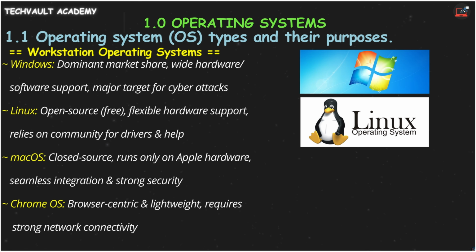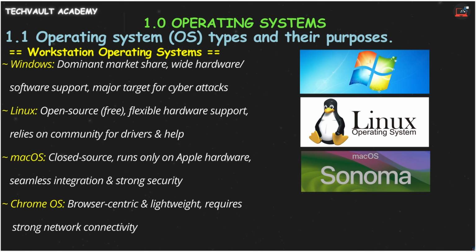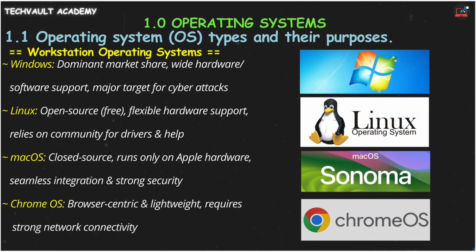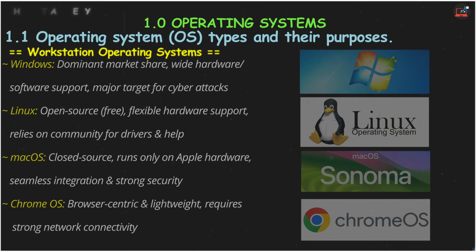call for support. macOS is Apple's closed-source OS. It runs exclusively on Apple hardware. This creates a seamless and stable user experience with strong security. The trade-off is that you're locked in to expensive hardware, and it has less industry support compared to Windows. Chrome OS from Google is a lightweight, browser-centric system based on Linux. It's simple and fast, but relies heavily on a constant internet connection to run its cloud-based apps.